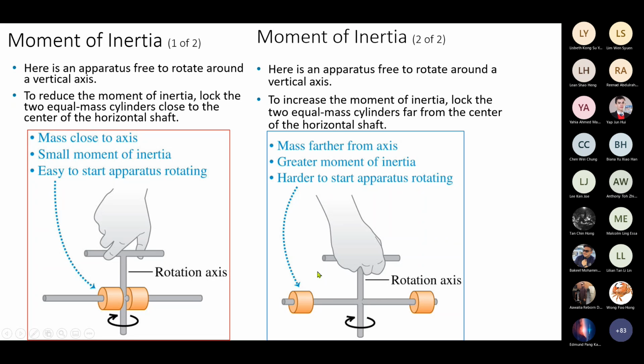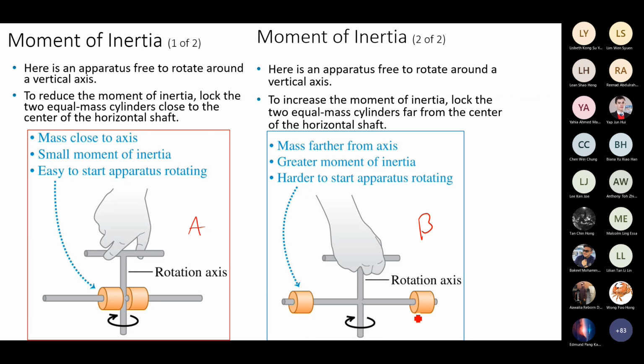So between these two cases, which is easier, which is tougher to rotate? Come on, answer me. Let this be case A and case B. Which is easier to rotate? A. A, because the mass is very close, isn't it? Means what? Inertia is more. Inertia is more, it can resist. Very good.